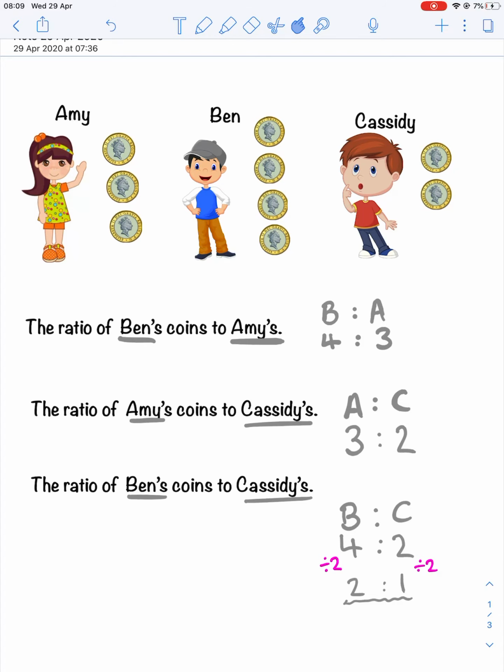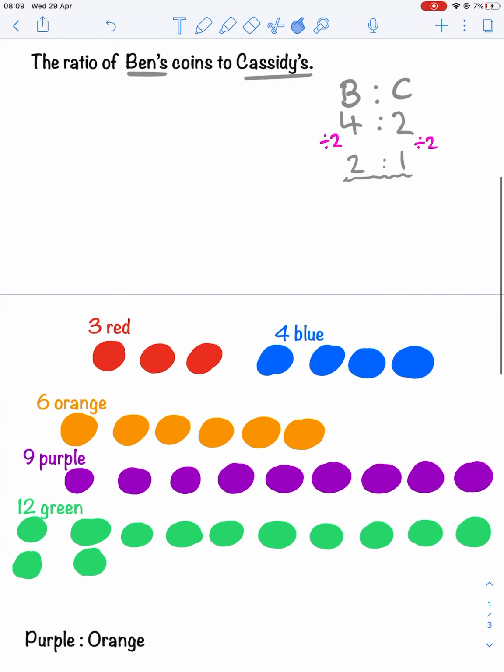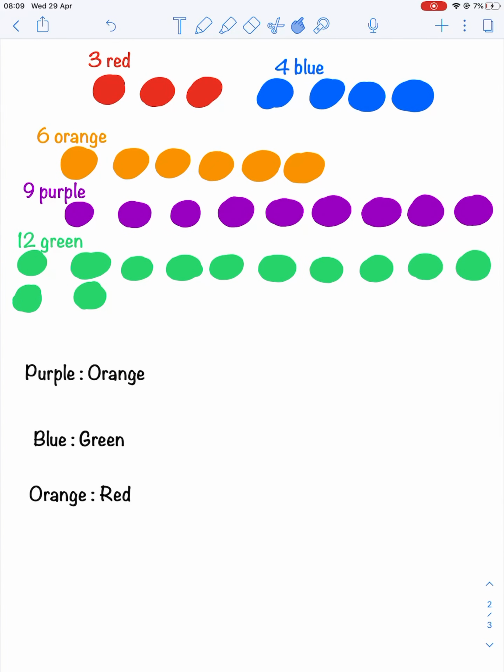We're going to look at a few more questions that we need to simplify now. So we're asked for purple to orange. So if I look at my counters, I have 9 purple and 6 orange. But this can be simplified. Just see if you can think to yourself now, what would the common factor be there? What's going to go into 9? That'll also go into 6. Okay, you might have realised the answer is 3. 3 goes into both of them.